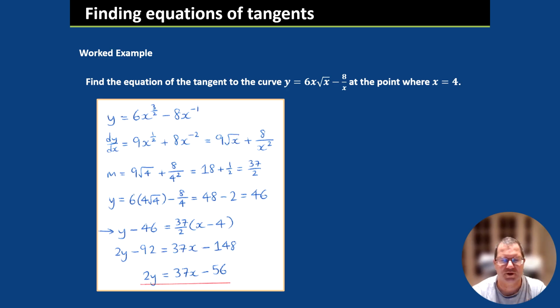Substituting into our equation, y minus 46 equals 37 over 2 times x minus 4. Again, we could leave it in that form, but in this case, I've rewritten it in the form ay equals bx plus c. I've doubled everything, so I get 2y minus 92 on the left, and on the right-hand side, we're just getting rid of the 2 and expanding the brackets. So 37x minus 148. And then if I add 92 to both sides, I get 2y equals 37x minus 56.